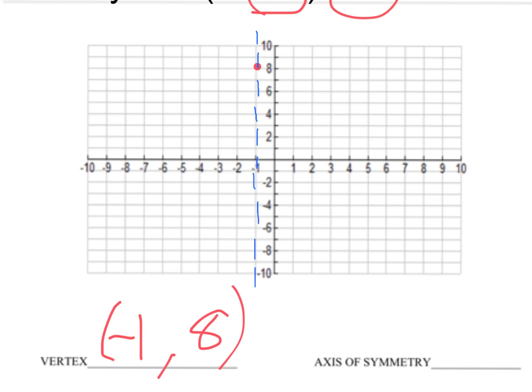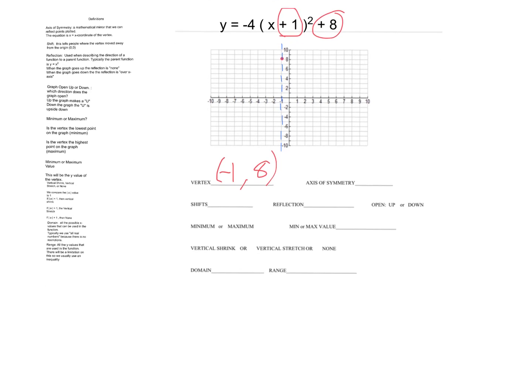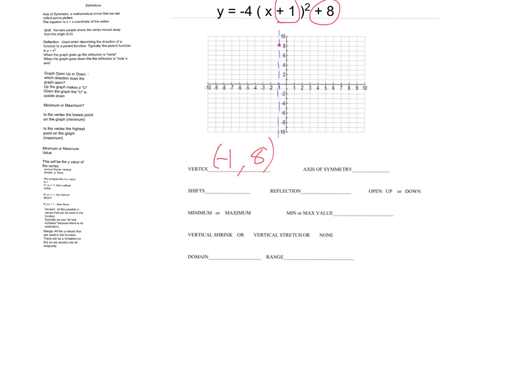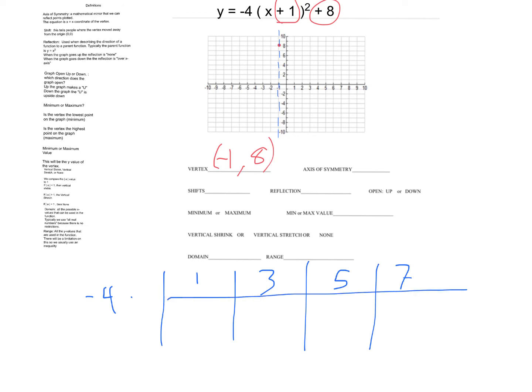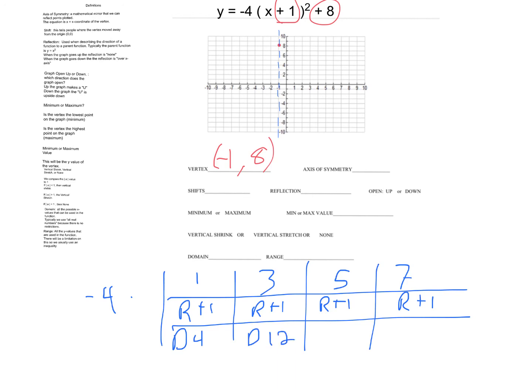Okay, now we've got to figure out how this thing moves. So again, my a value is negative 4. So negative 4 times 1, 3, 5, 7. So right 1, right 1, right 1, right 1. Here we go. Negative 4 times 1 is negative 4. So down 4, down 12, down 20, down 28.